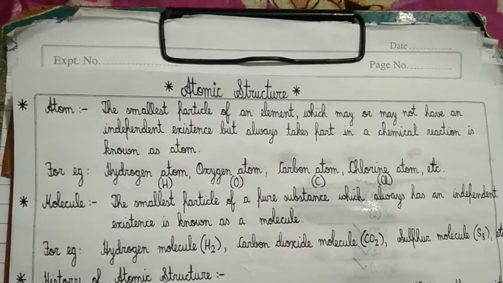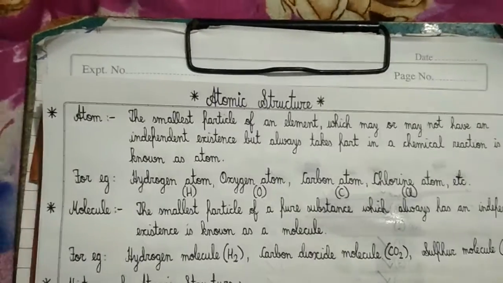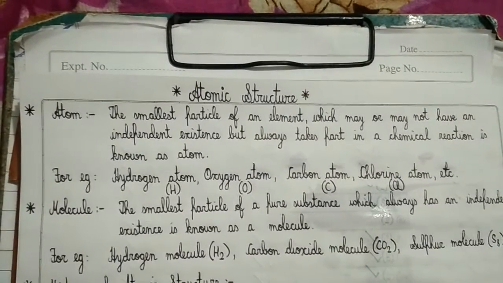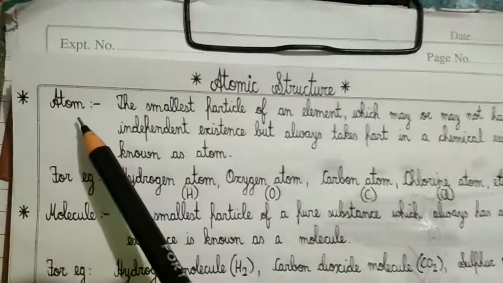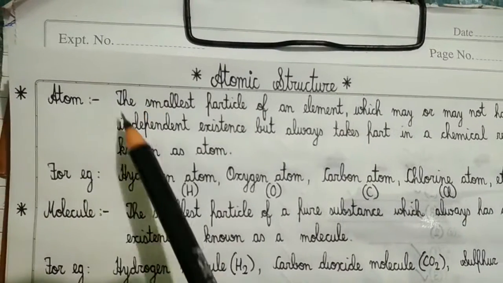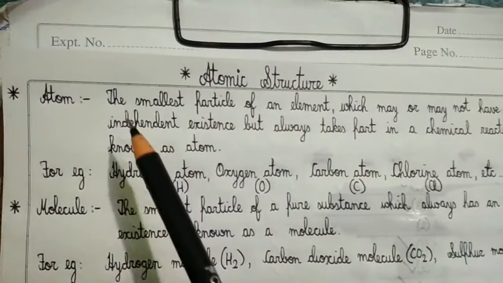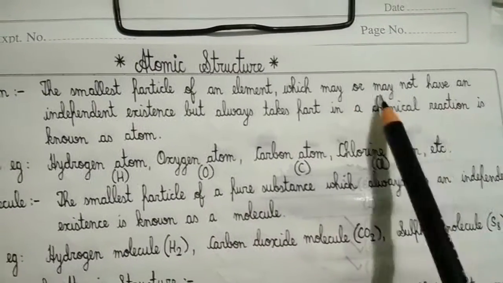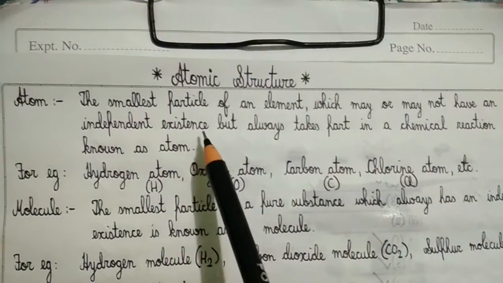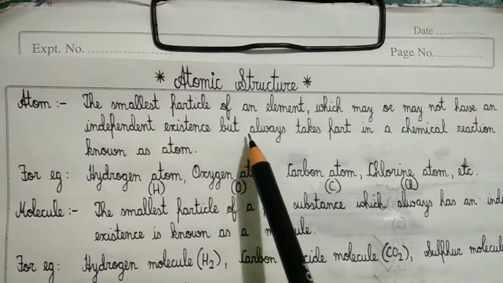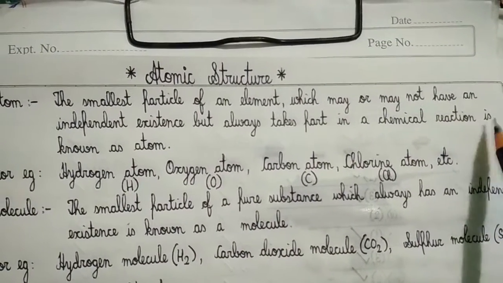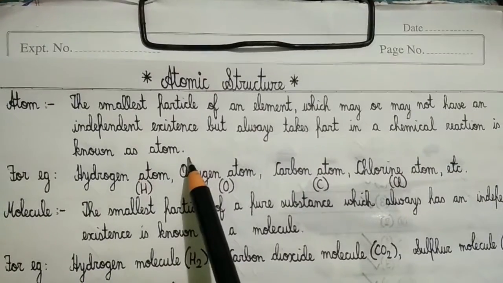Hello everyone. Today we will be discussing the topic of atomic structure. Before talking about atomic structure, let's first discuss what an atom is. By definition, it is the smallest particle of an element which may or may not have an independent existence, but the point to be noted here is that it will always take part in a chemical reaction. Such a particle is known as an atom.